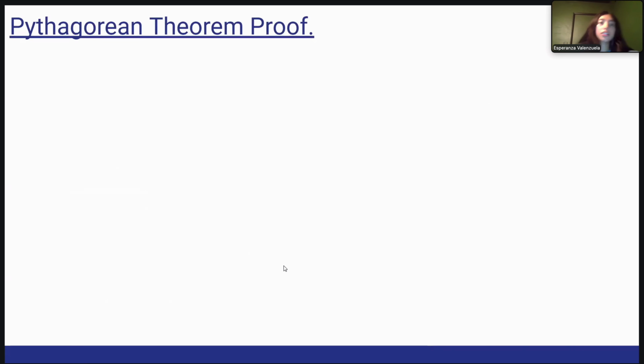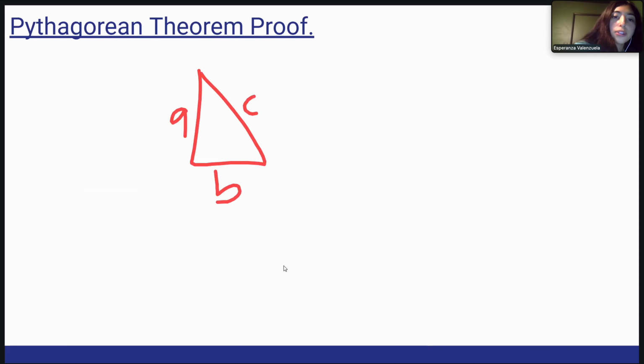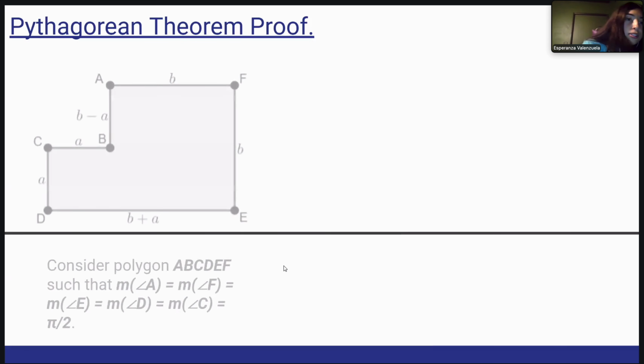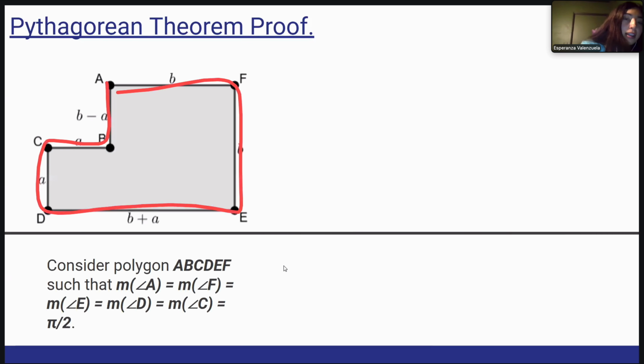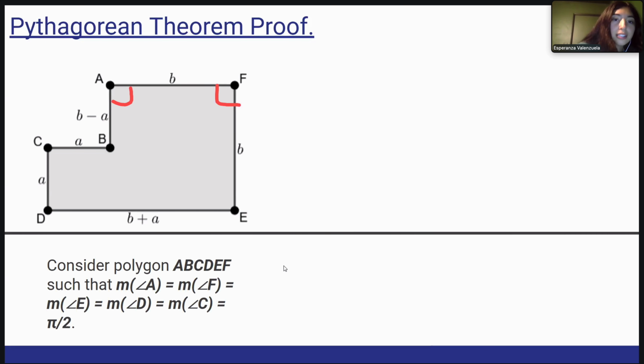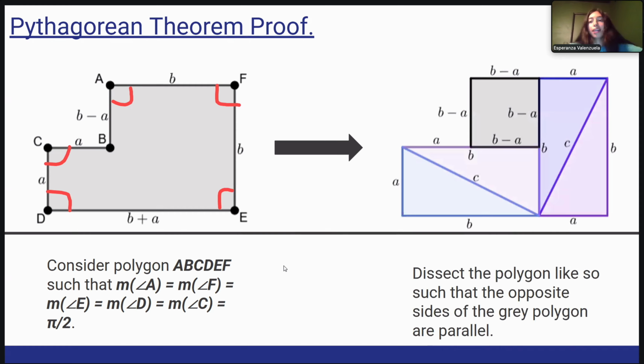Now that we have established that, we'll prove the Pythagorean theorem, which is: we have a right triangle with legs A and B and a hypotenuse C, and it states that A squared plus B squared equals C squared. So consider this polygon ABCDEF with the side lengths as such, and such that these angles are all right. Then we will dissect it like so. And when dissecting it, we'll make sure that these are parallel and these are parallel.